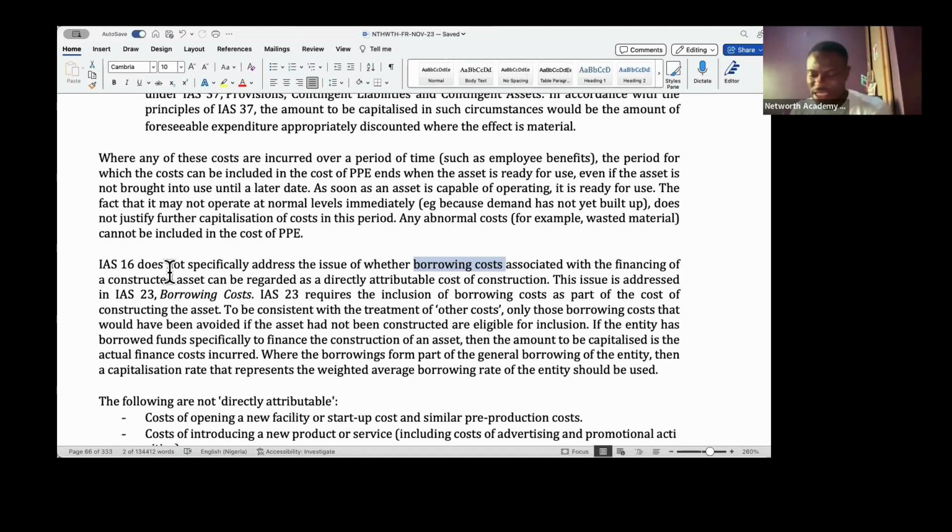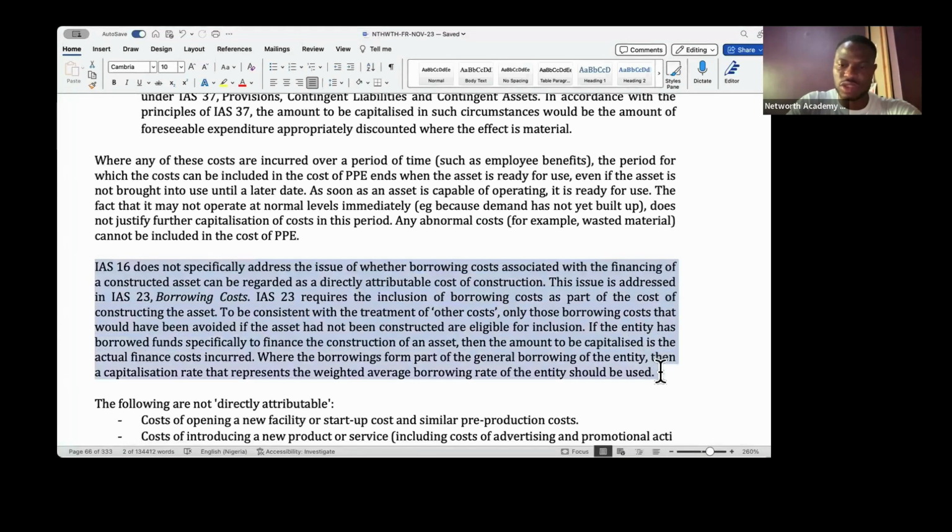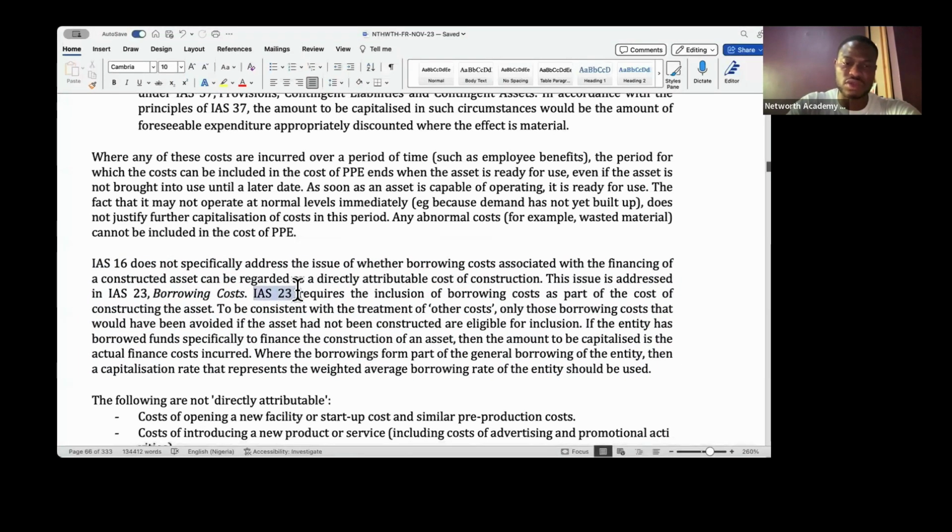So after the asset is complete, if you are still paying interest, then those ones should be expensed normally as finance cost. Okay, so that's just like a bonus. I just want to fast forward knowledge, but be sure that we're still going to deal with IAS 23 later on.